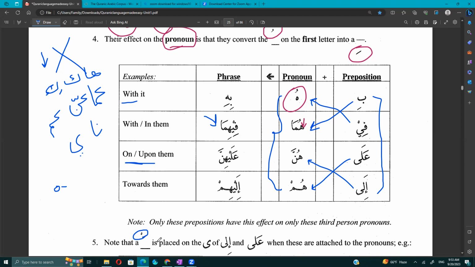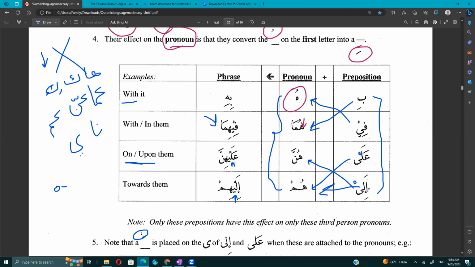The sukoon is placed on the ya of ila and ala when these are attached to the pronouns. So for example, ala plus hunna, according to us, it should have been alahunna, or ila plus hum should have been ilahum. But why is there ya here, right? Alayhinna, ilayhim, right? Why is this? You have to make a note that a sukoon is placed on the ya. Ila is there, right? So when it combines with hum, the ya will have a sukoon, and you read it as ilayhim and not ilahum. And ala plus hunna, this ya will have a sukoon, and you read it as alayhinna and not alahunna. Got it, everyone? Is it clear?